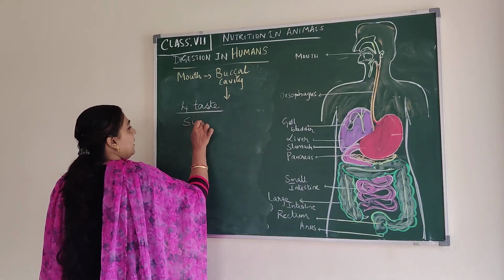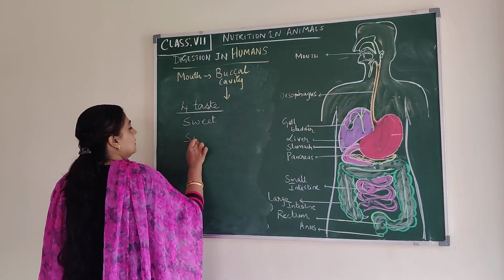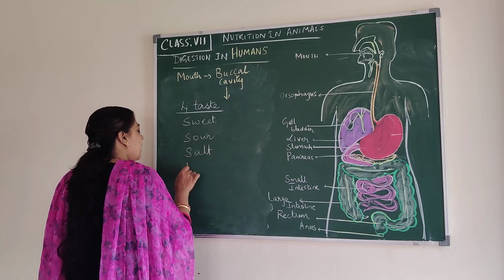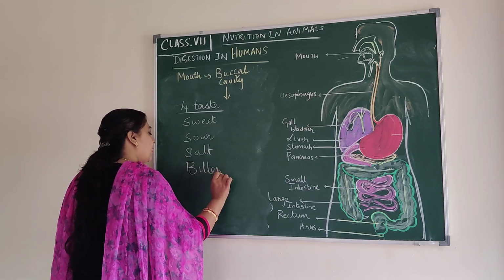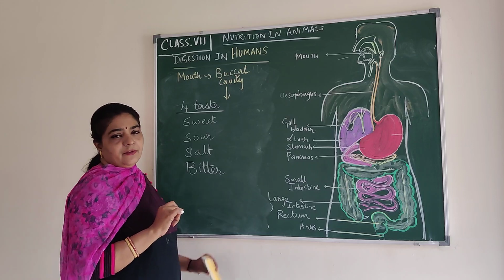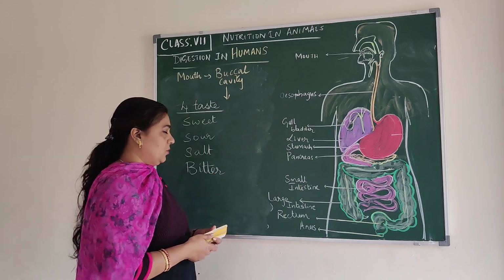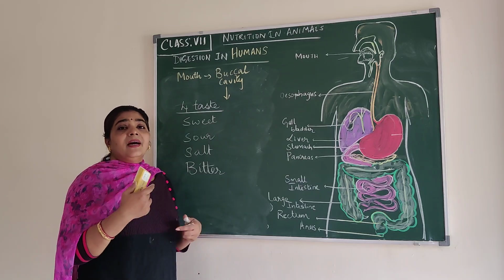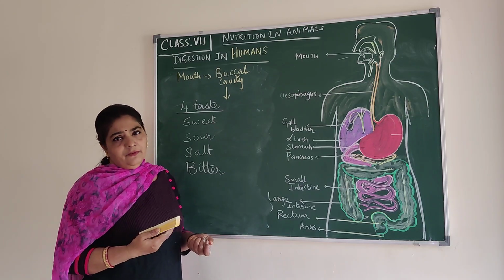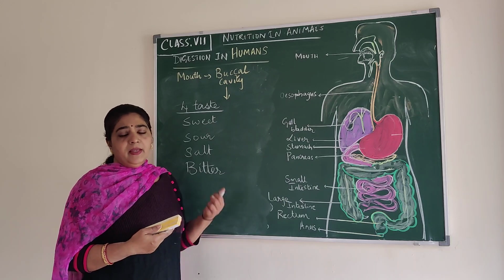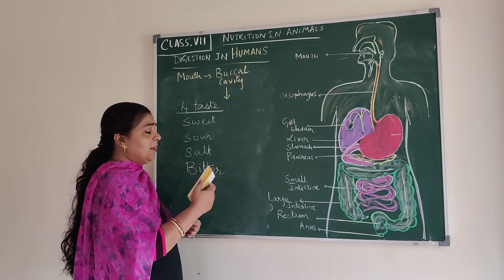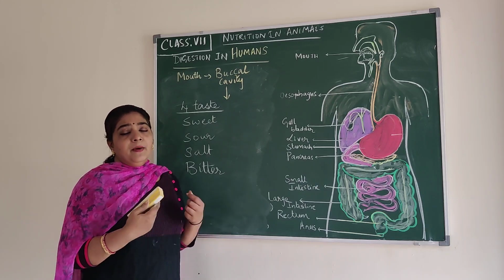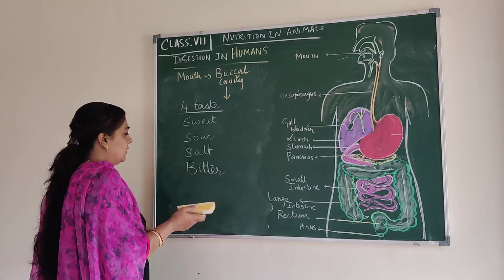We can identify sweetness, sourness, saltiness and bitter. Okay, so we can identify these 4 tastes. That's the function of the tongue. Other than that, the tongue will also help in rolling the food, and it helps in mixing of the saliva with the food.